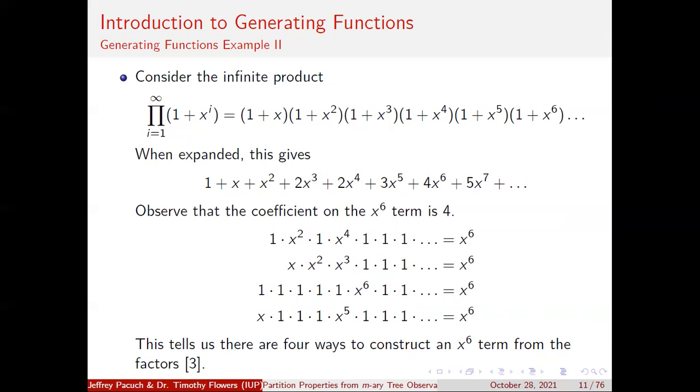And I have them listed on the screen here. We have that x squared, that x to the 4th term. We have x to the 1st, x squared, x to the 3rd, or just the x to the 6th term, or that single part of x to the 1st and x to the 5th. And that tells us there are 4 ways to construct that. So these generating functions are very useful, and we can relate these to our partitions so we can find the number of partitions that we want.